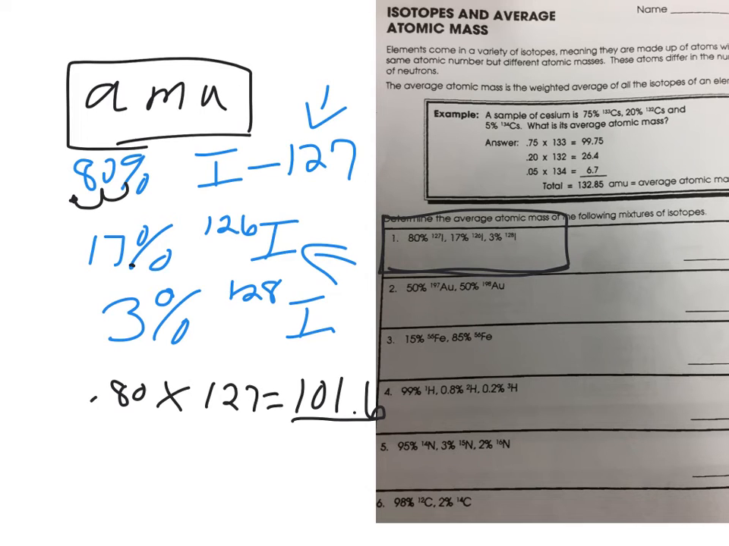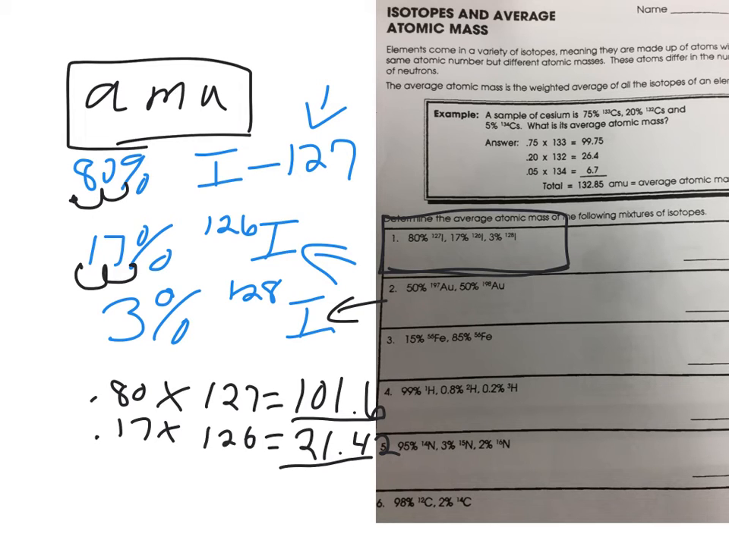All right. Now we're going to go to the second one, and here's 17. Remember, your decimal is always at the end, so you're going to move it 2 times. So 0.17 times 126. Now, what does that give you? 21.42. Very good.